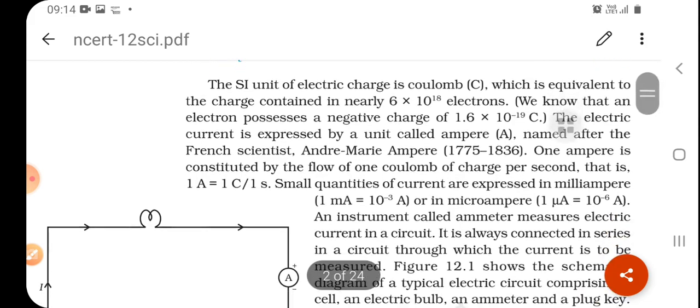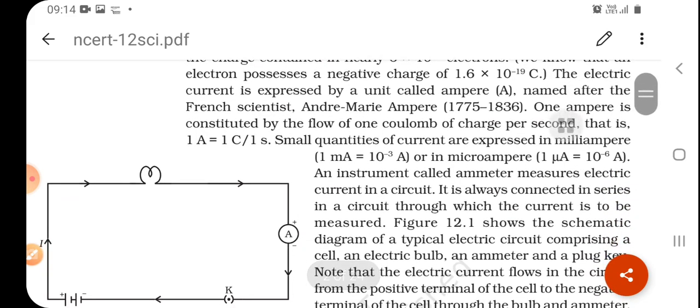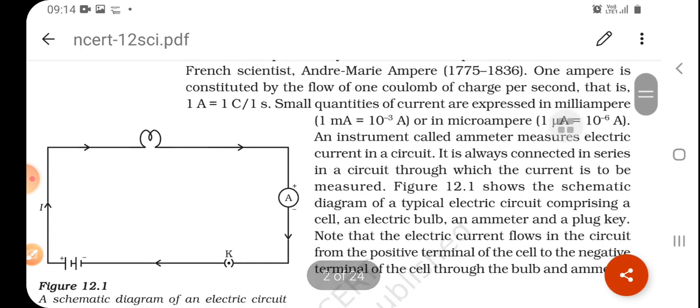Small quantities of current are expressed in milliamperes and microamperes also, and the instrument used for measuring the current in any electric circuit is known as the ammeter. The ammeter is connected in series in a circuit through which the current is to be measured, and this is shown in the diagram. Here the ammeter is connected in series.